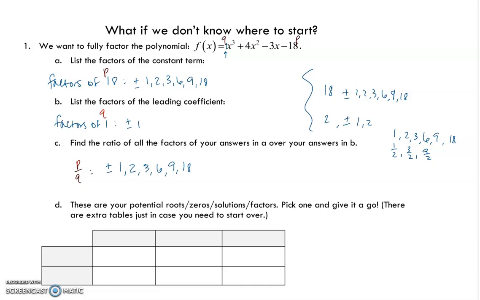Okay? So I've got to see which one of these values I want to try. I put some extra boxes here for you to test out different ones. If it doesn't work, just go with the next box. So for example, I'm going to start with just x minus 1. I'm going to see if positive 1 is an intercept or a root or a solution.